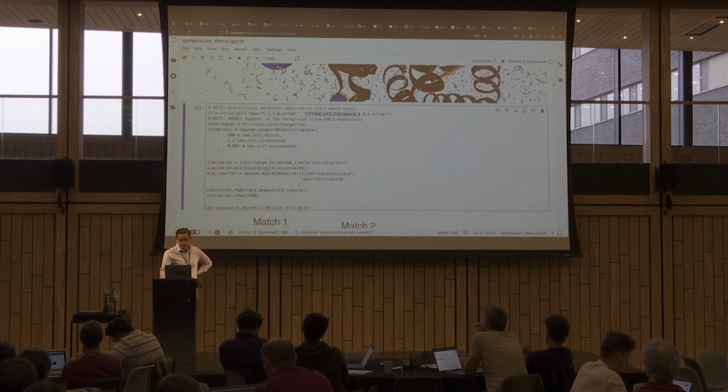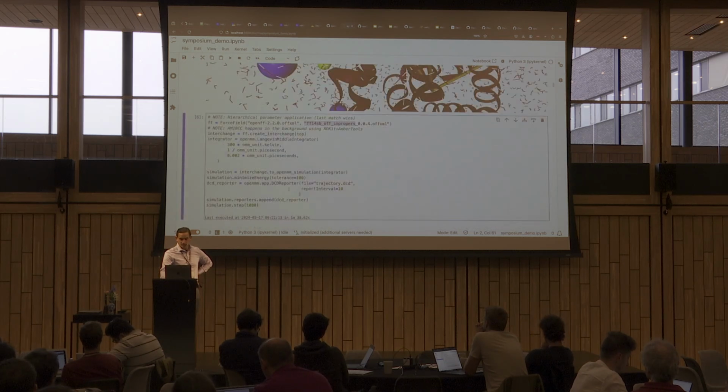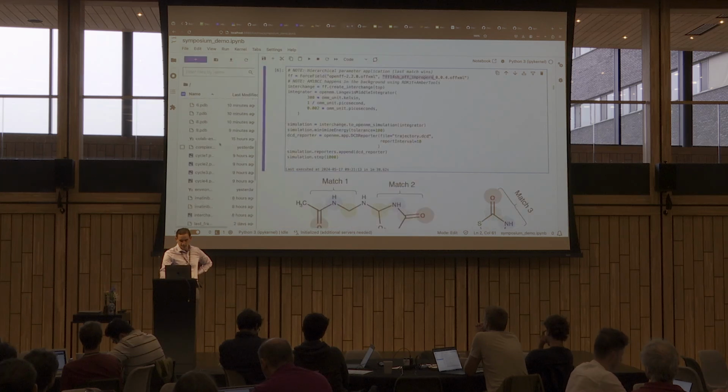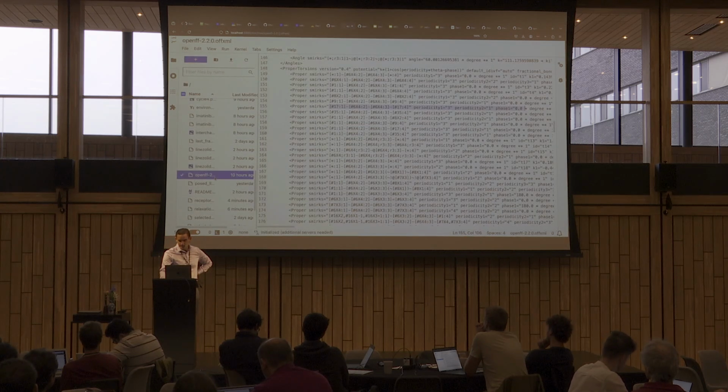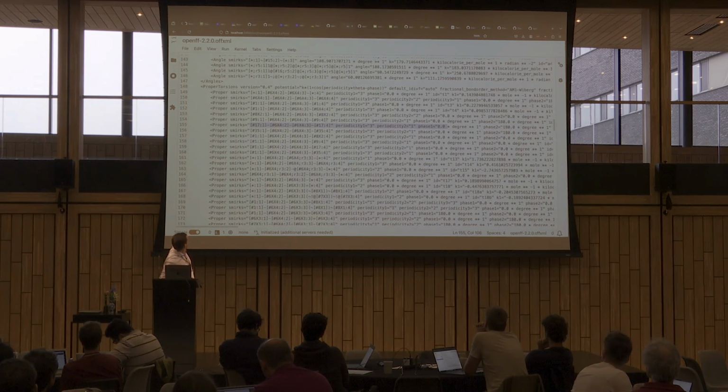Now, what do actual OpenFF force fields look like? So this has been the chemical pattern to match a bond. But where do the physics parameters come from? So let's go ahead, and I've actually got OpenFF 2.2.0 right here. Might be a little small, sorry about that.